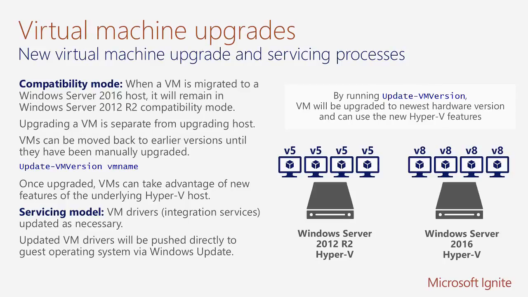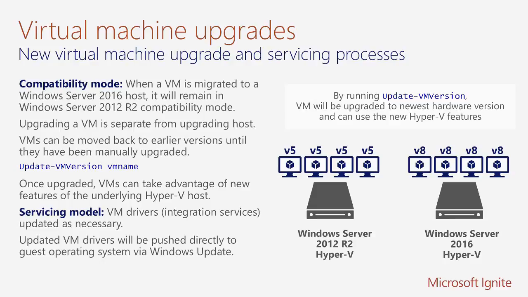Now, underlying this is a key change that we made in the way that Hyper-V handles virtual machine versions. In the past, when you moved virtual machines across to a new version of Hyper-V, we would automatically upgrade the version. In Windows Server 2016, we don't. The decision to upgrade the version of the virtual machine is a manual decision. So you can bring a virtual machine across, keep it at the current version, or say, I want to upgrade this and unlock new features.